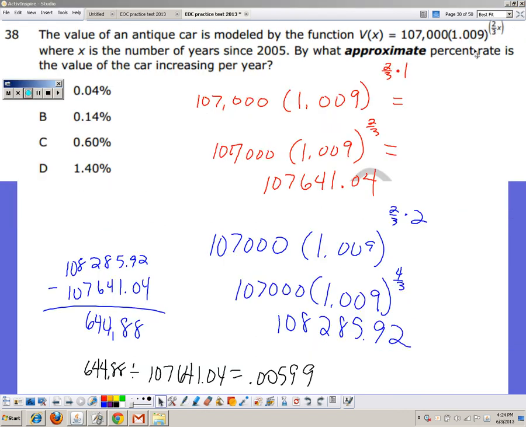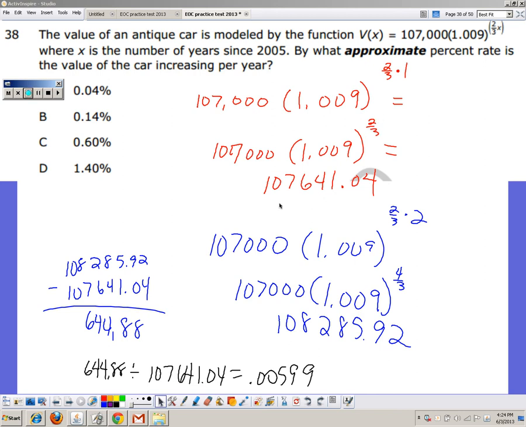In 38, they give us this function, and they want us to find the approximate percent rate the value of the car is increasing per year. So let's say it's year 1, the first year after 2005. So I have 107,000 times 1.09 to the 2/3 times 1, because it's the first year. So 2/3 times 1 is 2/3, so that's my exponent. So I got 107,000 times 1.09 to the 2/3 power.